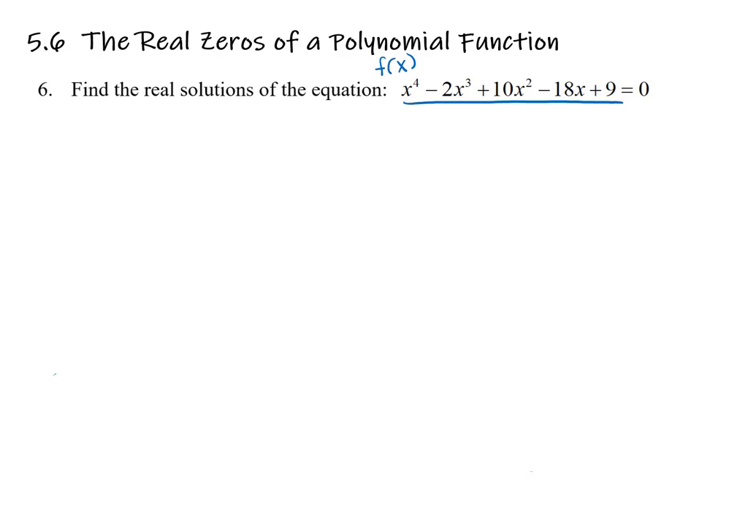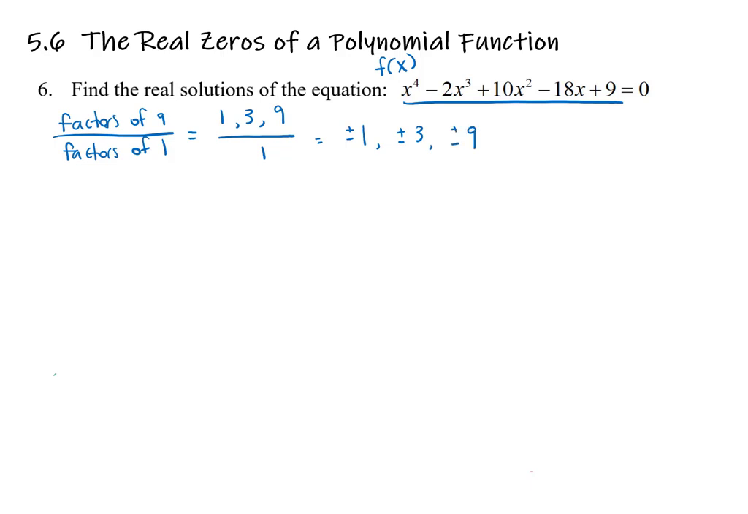So first I'm going to look at the rational zeros theorem. And we can find all the possible factors by getting the plus or minus 1, plus or minus 3, and plus or minus 9. We get this from the factors of the last term divided by the factors of the first term. And let's go ahead and plug those into our function.